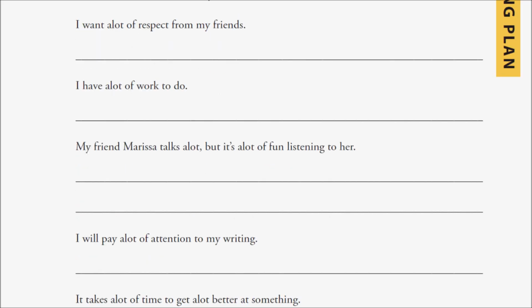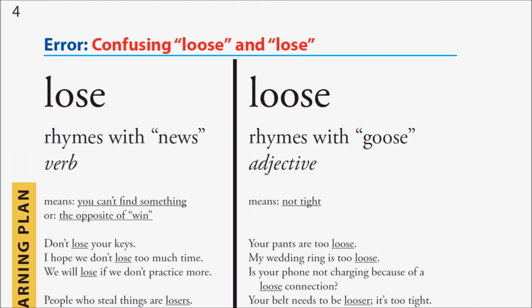All right. Great. Next one. Confusing loose and lose. This word is lose. It rhymes with news. It's a verb. It means you can't find something, or the opposite of win, like don't lose your keys, I hope we don't lose too much time. This word is loose. It rhymes with goose. It's an adjective meaning not tight, like your pants are too loose, my wedding ring is too loose. Is your phone not charging because of a loose connection?